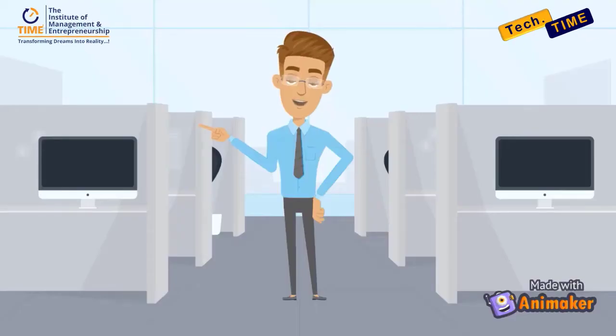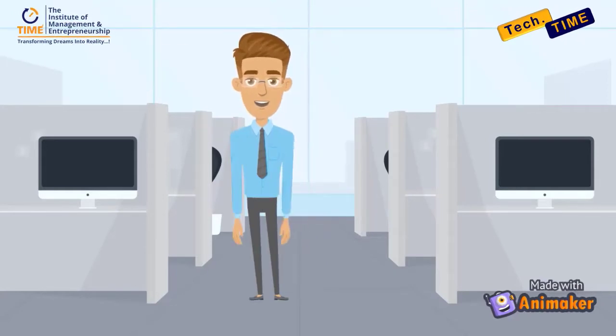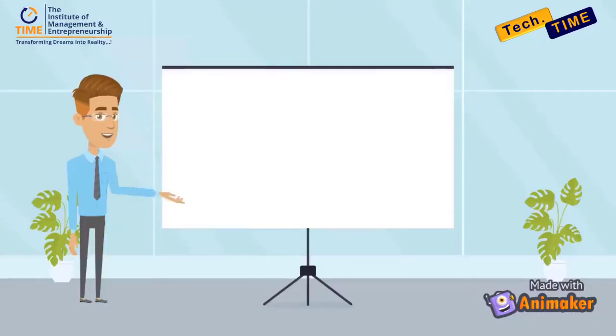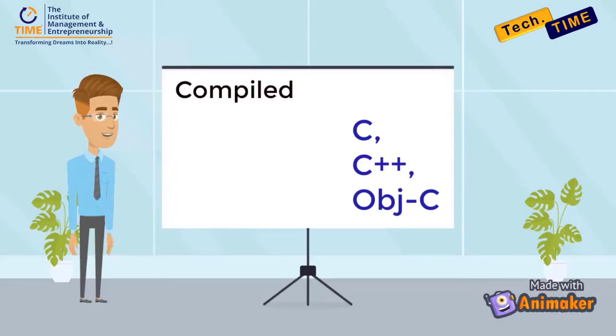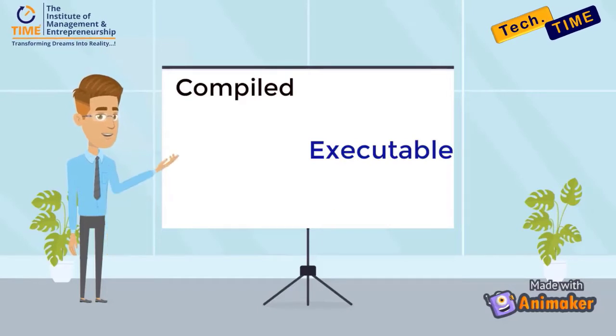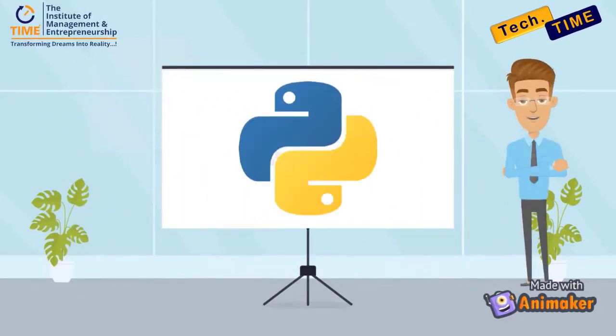A language through which you convey instructions to the computer is called a programming language. There are various programming languages out there, however, Python will be our focus. Some languages are interpreted, others are compiled, and a few are a combination of both. Interpreted languages execute code line by line, but code in compiled languages is directly executable. Python is a combination of both.